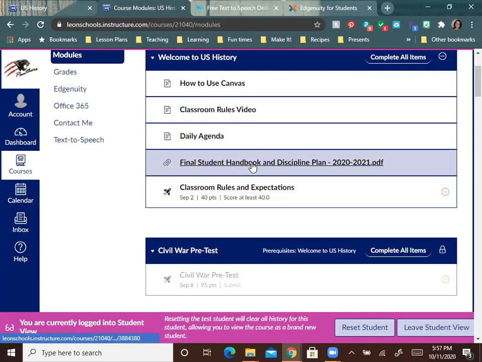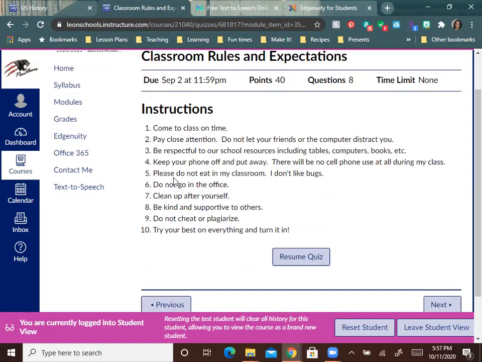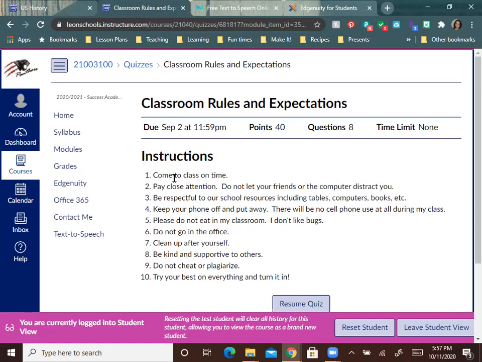This is our student handbook and discipline plan. I went over this with our students on the first week of school, so please review it. And all the students are expected to complete this classroom rules and expectations quiz for my courses. And so it's just stating that they understand what the classroom rules and expectations are, and that we've reviewed the student discipline plan and student handbook. And it's 40 points. It's their first test grade.